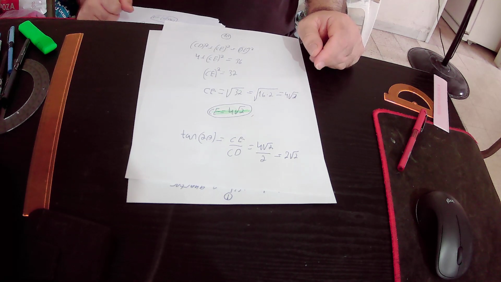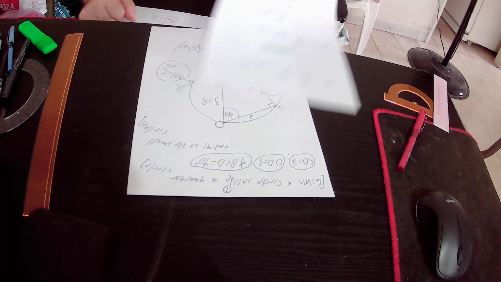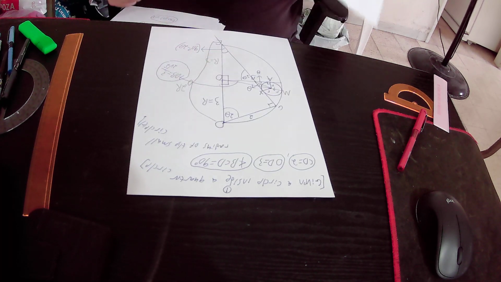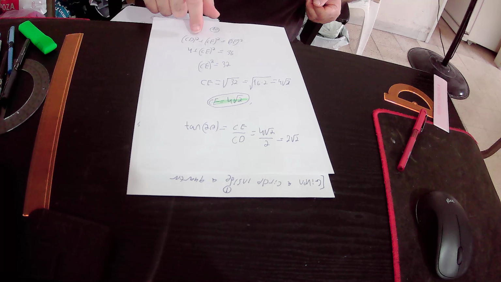CD square plus CE square equals DE square. We know that CD equals 2, it is given in the question, so 2 squared is 4. And DE equals 2R, R equals 3, so 2R is 6. So DE square is 6 squared, and 6 squared is 36. So we got that 4 plus CE square equals 36.